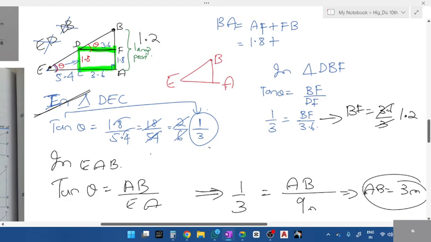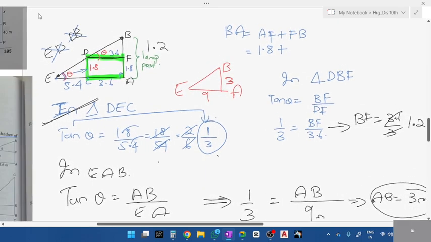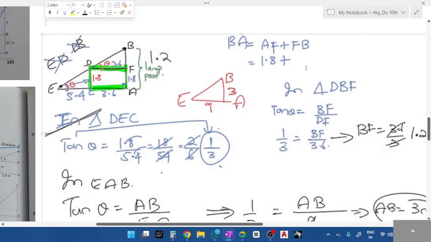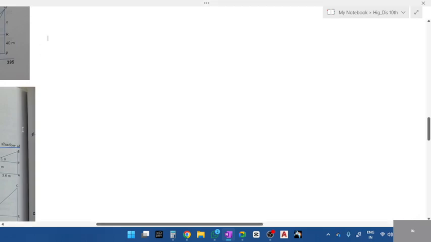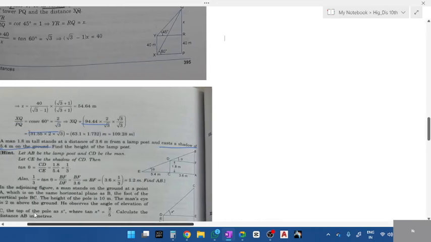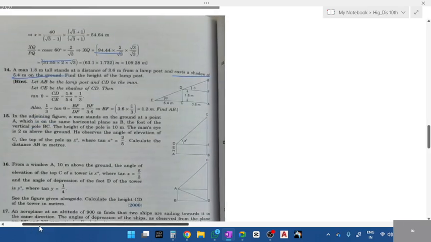Sorry, not DE, BE. If they ask BE or DE, anything, which formula? Pythagoras theorem, right? See, this side is 3, this side is 9. Apply the Pythagoras theorem, you'll get EB. So that depends on the question, whether it is the length of the shadow or the ladder. Read the complete question and do it. Next one.